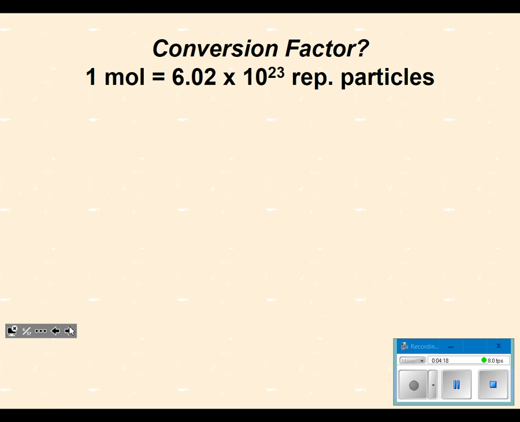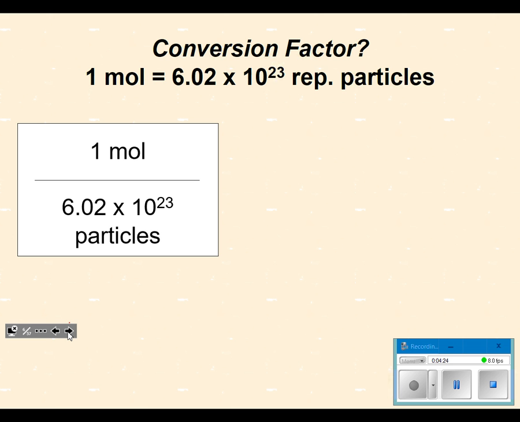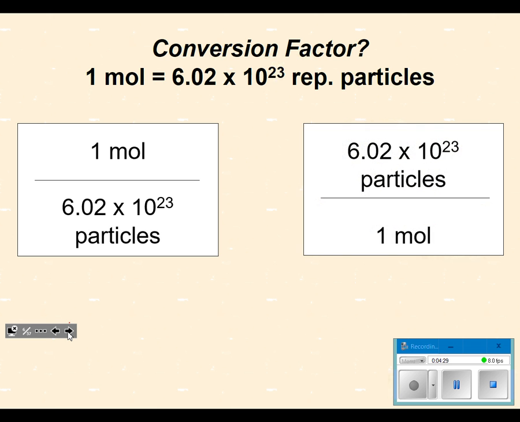So, conversion factors. 1 mole is 6.02 times 10 to the 23rd representative particles. If that's the case, then we can set up our little conversion cards as a way to think about it. We could have 1 mole on top with 6.02 times 10 to the 23rd representative particles on the bottom. Or we could have 6.02 times 10 to the 23rd representative particles on top and 1 mole on the bottom. We would use one of these conversion factor cards, depending on how we want to convert.